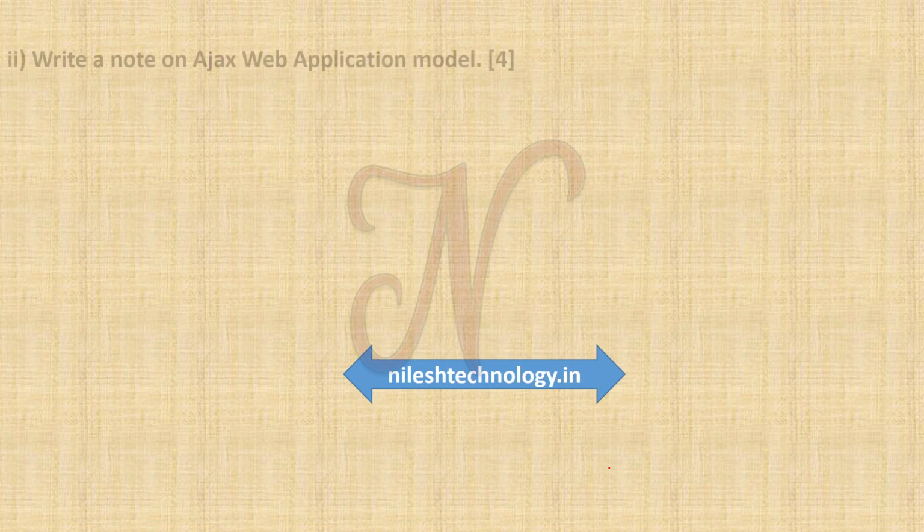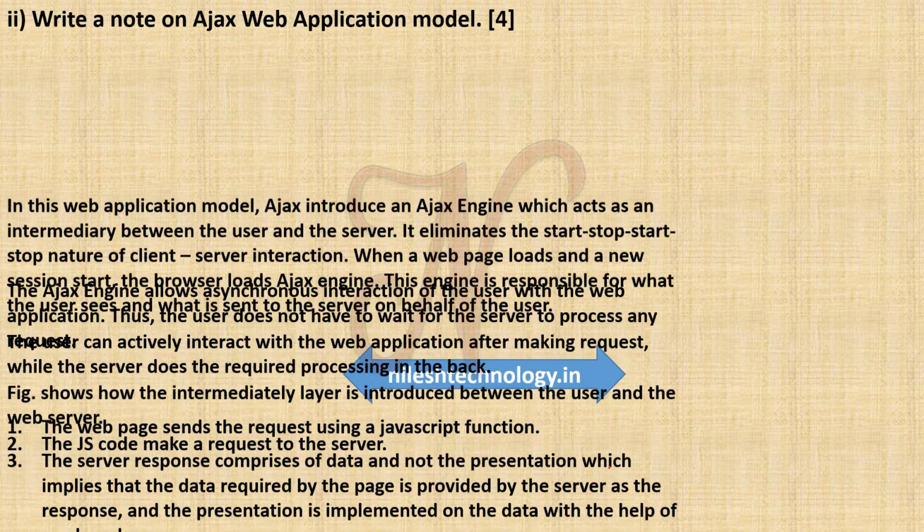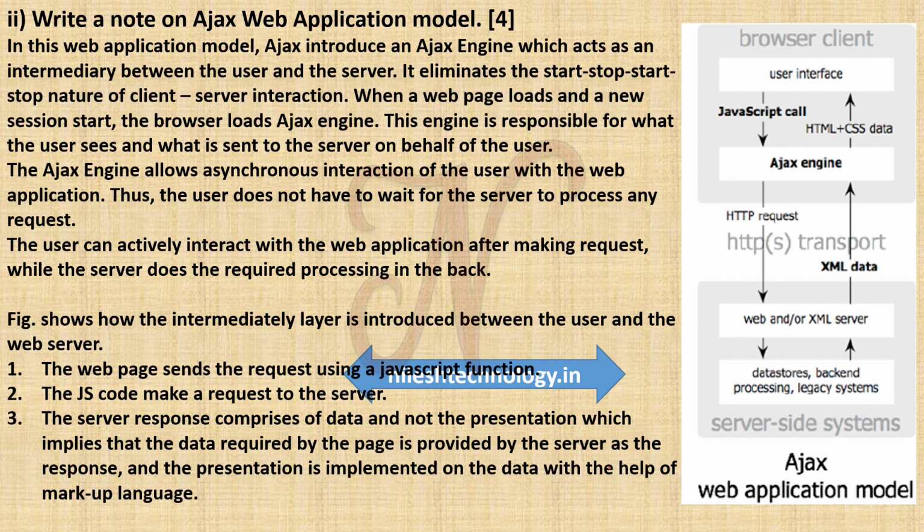Next one is: write a note on the Ajax web application model. Okay, so this is the 4 marks question. This is the Ajax architecture or the Ajax life cycle. Okay, so see, this is your diagram. Here the Ajax engine is connected to the web browser. See here line by line. The Ajax engine acts as an intermediary between the user and the server. So it eliminates the start-stop nature of client-server interaction.